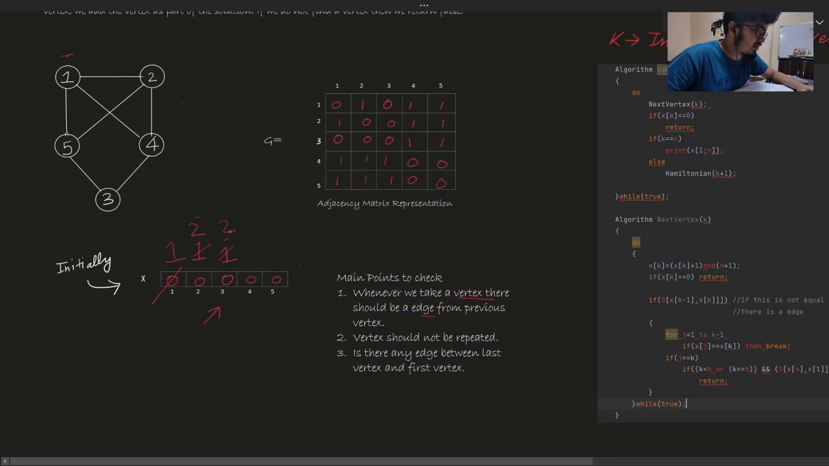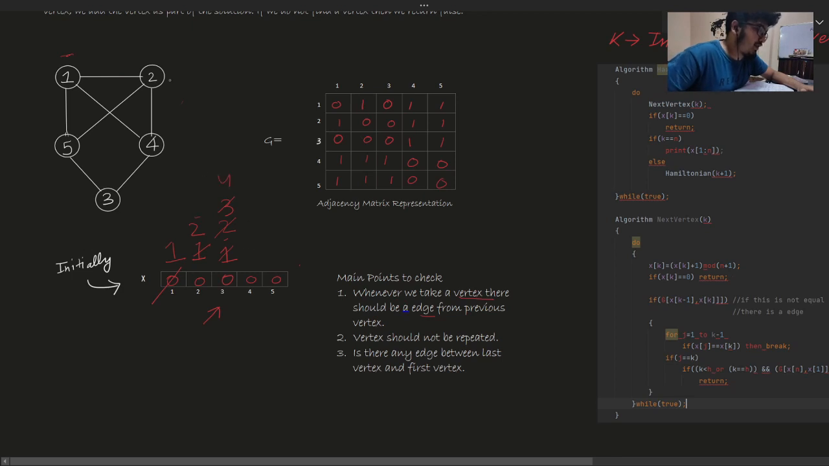Then we check whether there is an edge between the previous one and this one. No. We then try 3. Okay, yes, we have a vertex. No, we don't have a vertex. Then again we will put here 4.